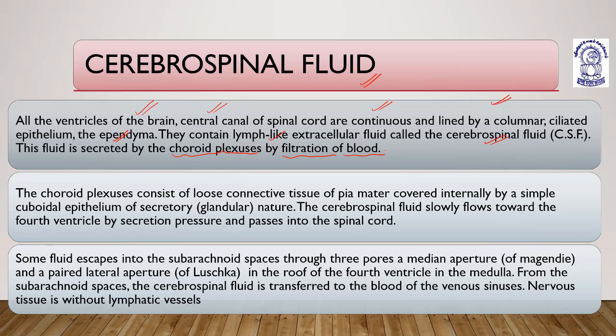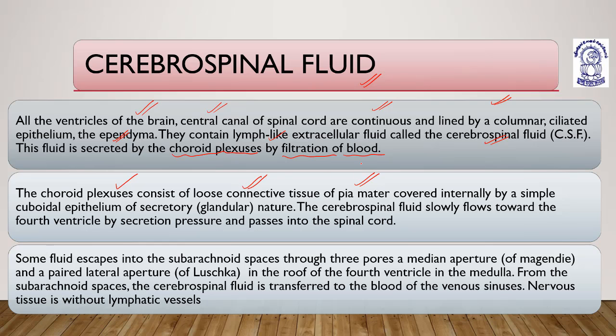All the ventricles of the brain and the central canal of the spinal cord are continuous and lined by a columnar ciliated epithelium known as ependyma or ependymal cells. They contain lymph-like extracellular fluid known as cerebrospinal fluid. This fluid is secreted by the choroid plexus by filtration of blood. The choroid plexus consists of loose connective tissue of pia mater.